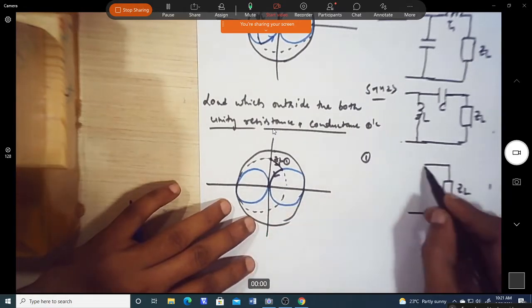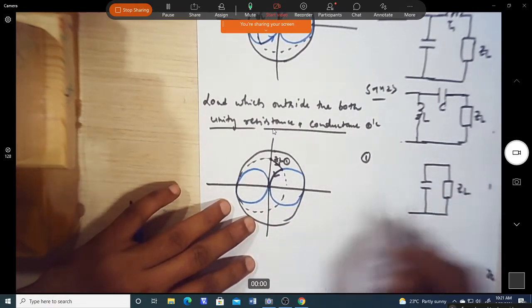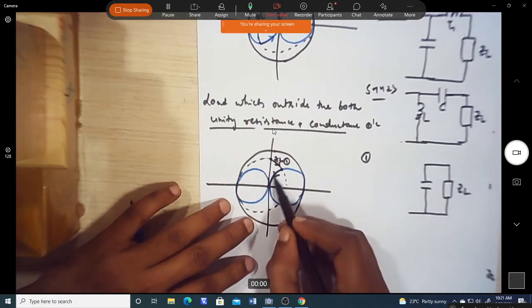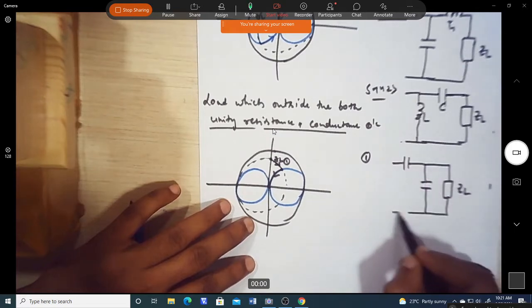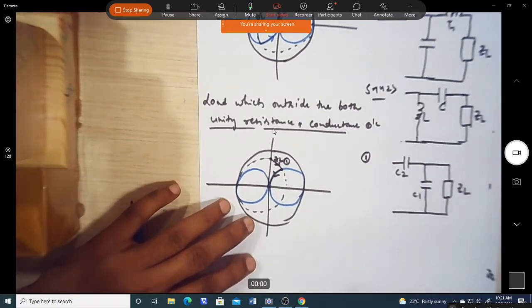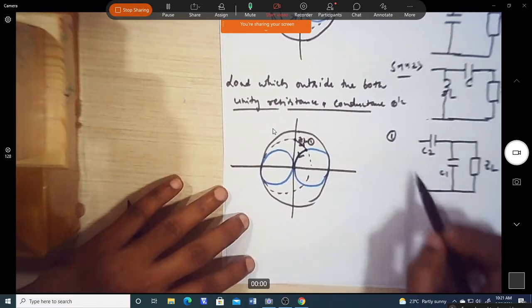So in solution 1, we have ZL, and we are moving downwards on the conductance circle, so it is a shunt capacitor. Then again moving downwards on the resistance circle, it is a series capacitor. Now this is the first solution.